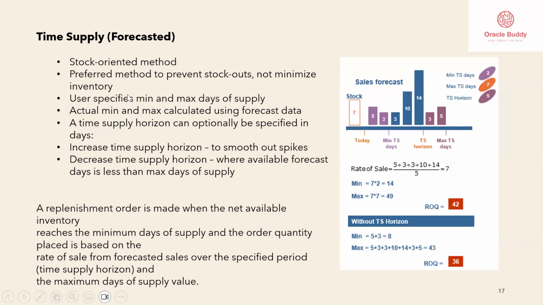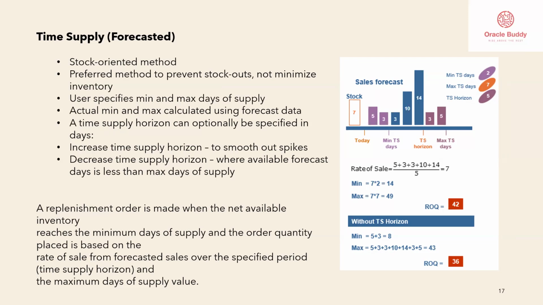Next is time supply, forecasted one. This is a stock oriented method, the preferred method to prevent stock outs, not minimize inventory. Users specify min and maximum days of supply. Actual min and max are calculated using forecasted data. A time supply horizon can optionally be specified in days. Increase the time supply horizon to smooth out spikes. Decrease the time supply horizon where available forecast days is less than max days of supply.